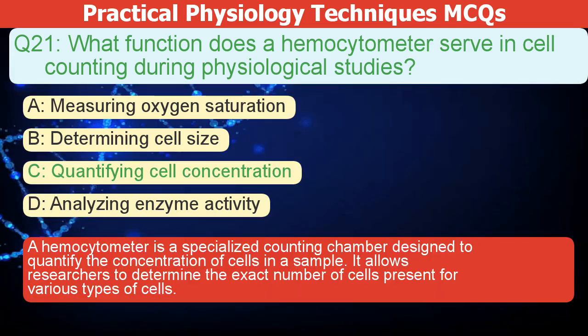The correct answer is C. A hemocytometer is a specialized counting chamber designed to quantify the concentration of cells in a sample. It allows researchers to determine the exact number of cells present for various types of cells.